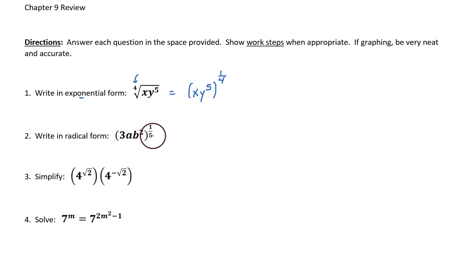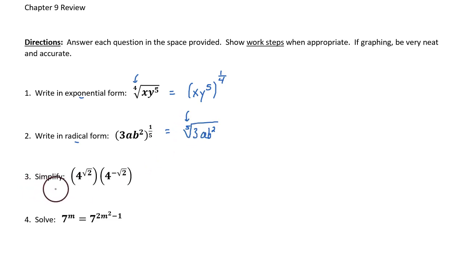This time we have an exponent expression. We're asked to give radical form. So this number here in the parentheses is the base of the exponent. That is the radicand in the radical. So we have the 5th root of 3ab squared. Notice how the denominator of the fraction exponent becomes the index of a radical.